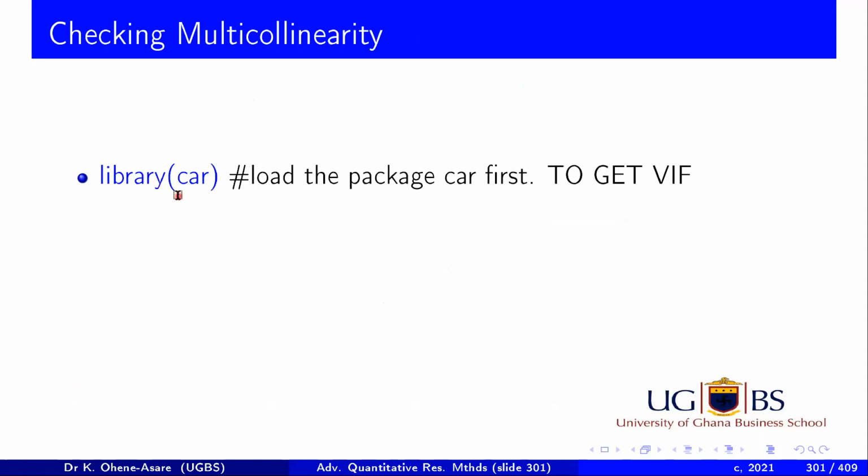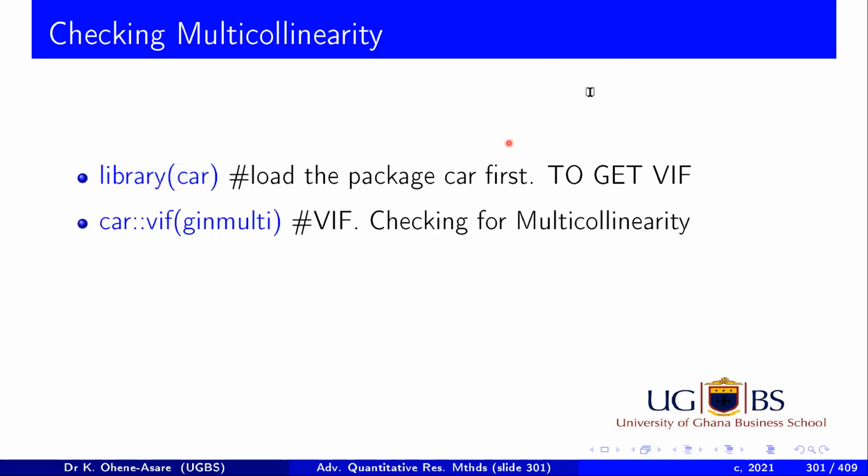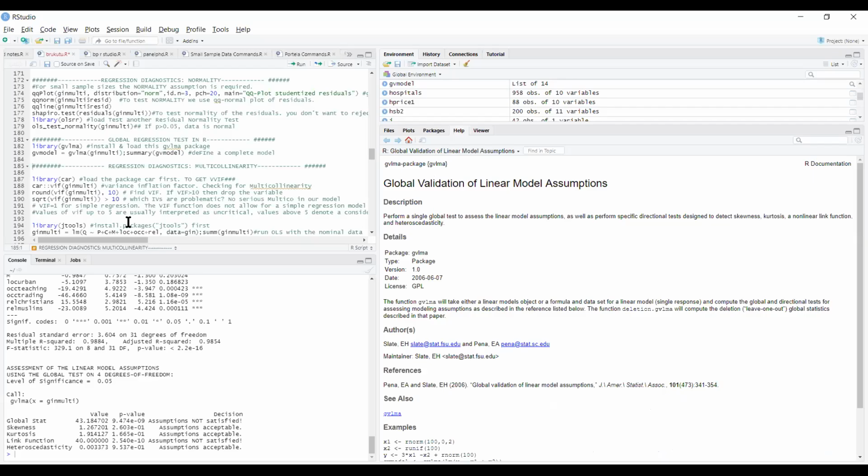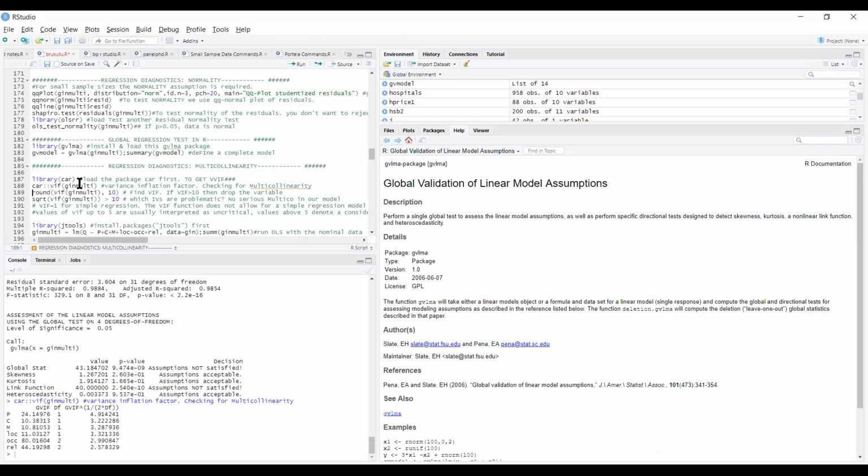Now you get this variance inflation factor. First, if you have not activated the car package library, you do that. Then you use this command. I'm going to do that in our data set, so whatever data set you have, you verify this. You do car VIF on the model, and it will check for multicollinearity. Let's run that. Look down here.